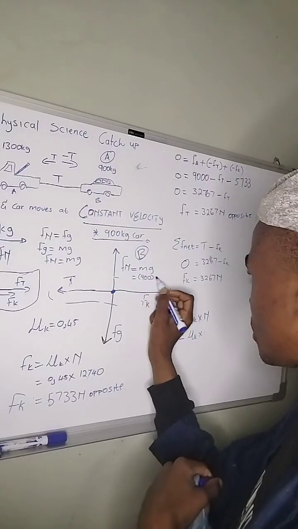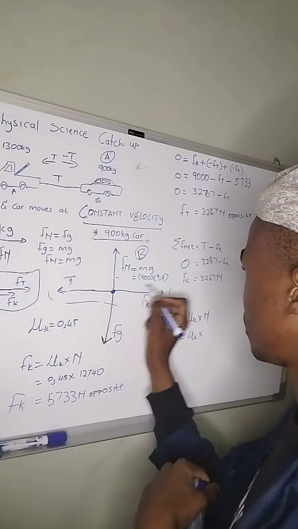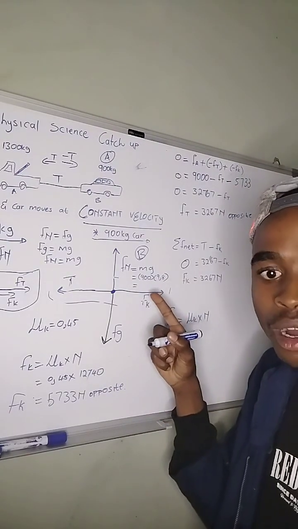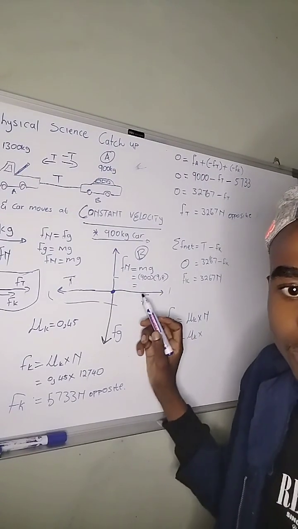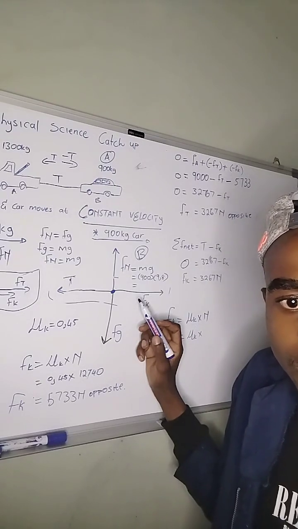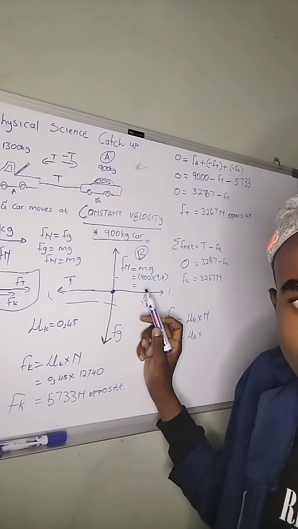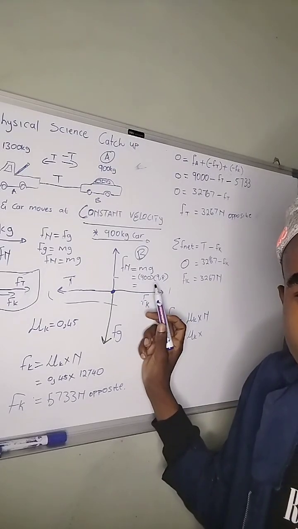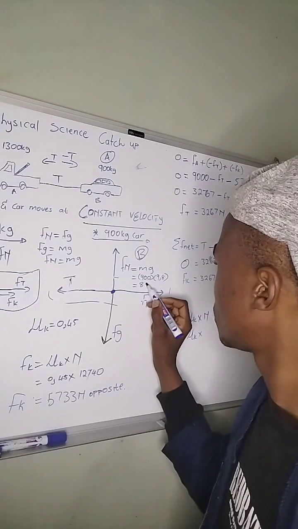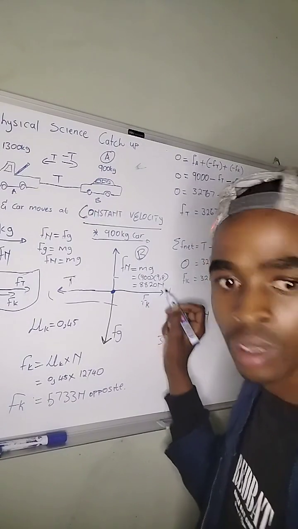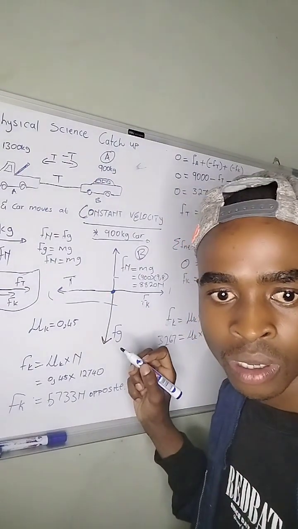900 times 9.8. So what is the value of the normal? What is the value here of the normal? Can I have the value? Thank you very much. 8,820. Thank you.